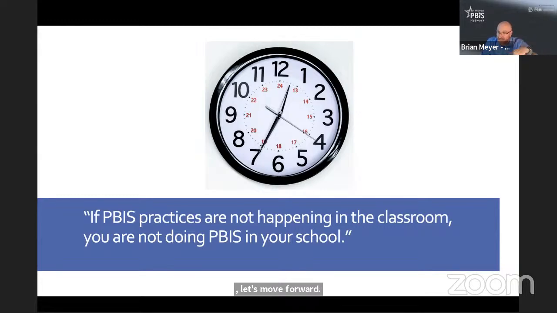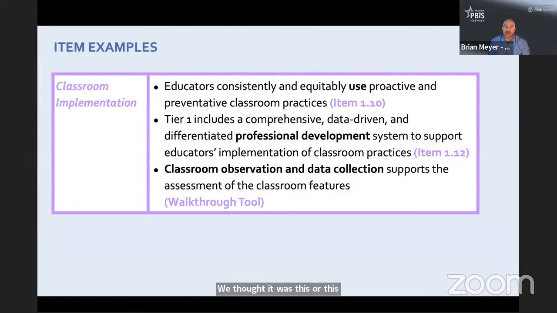At the same time, we would look at our data and ask, where's it coming from? Is your behavior coming from the classroom primarily or the whole school? And whichever had the most, that's where you attended. I remember that way back. We thought, oh, it's this or it's this. It's not that you can't still start that way, but the new TFI does a better job of connecting the two. So a couple examples here. There are others you'll see. Educators consistently use proactive preventive classroom practices. Tier 1 includes professional development to support practices in the classroom. The new tool also has improved observation and data collection tools for the classrooms.